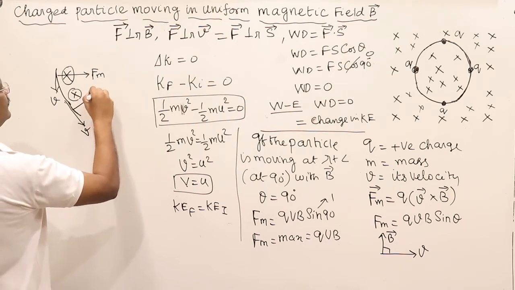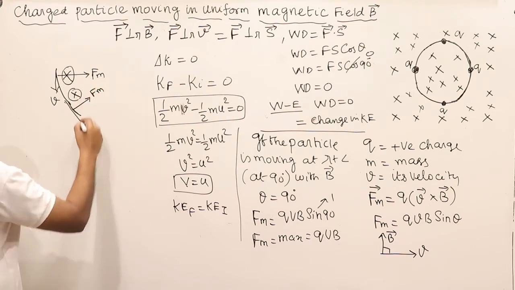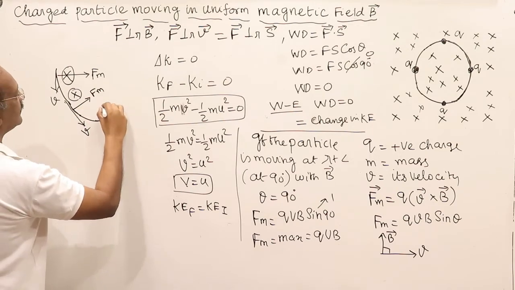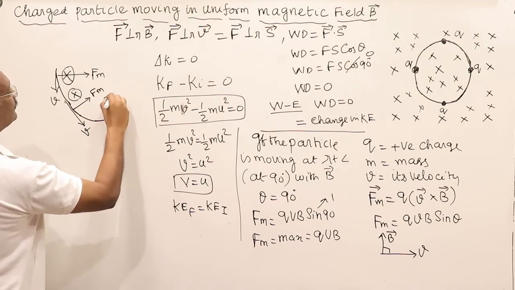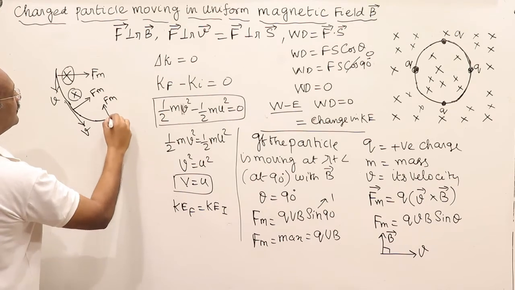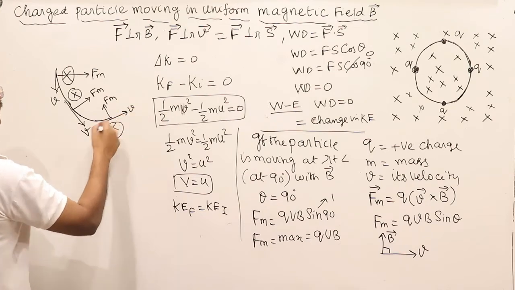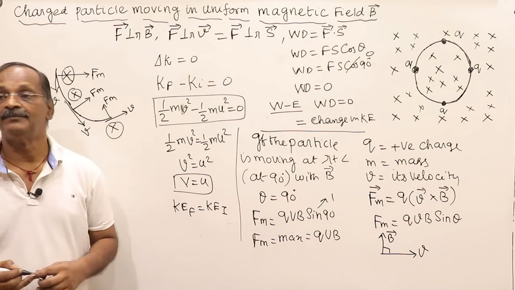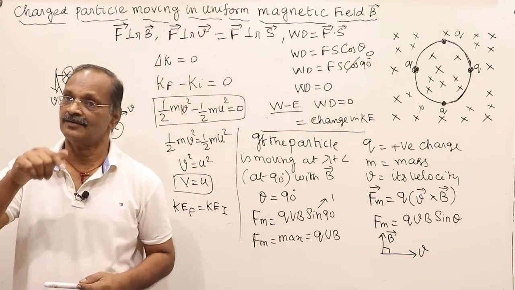Again, it will get a force Fm like this. This is the magnetic field and this is the velocity. It means what? The particle will tend to move in a circular path.